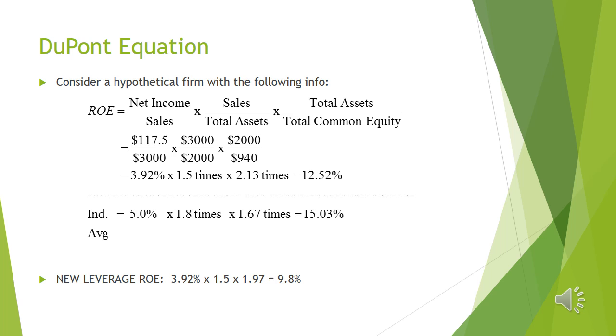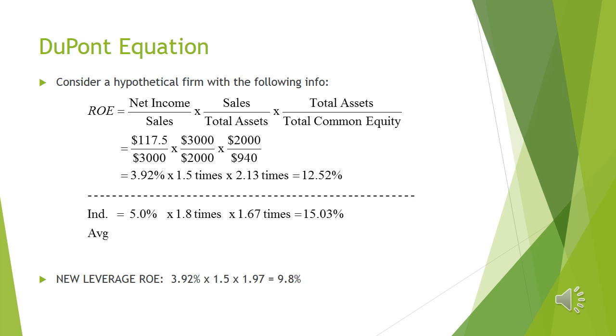Now let's assume that the industry in which this firm operates has some average ratios that we have information available for, and let's assume that the profit margin industry average is 5%, the total asset turnover is 1.8 times, and the equity multiplier is 1.6 times, and the average industry return on equity is 15.03%. So you can look at the ROE, and obviously you see that the return on equity for this particular firm is below industry average. And now the question comes as to why it is below industry average and what we can do to improve it.